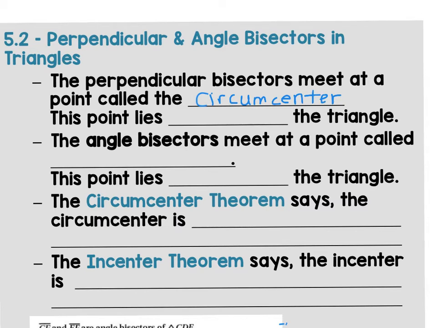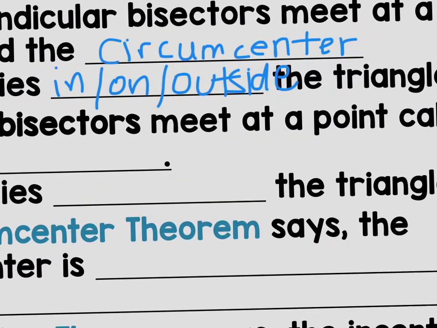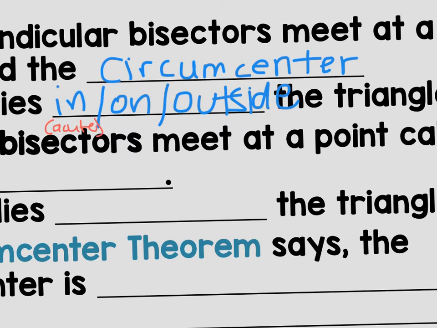The point lies blank the triangle. In, on, and outside the triangle, right? In if it's acute. On if it's right. And outside if it's obtuse.